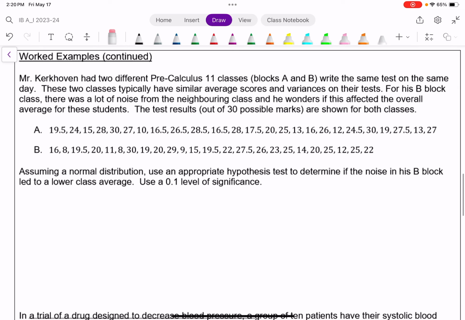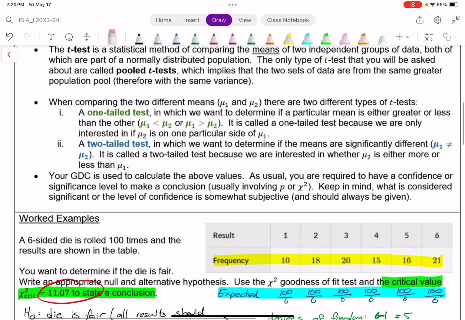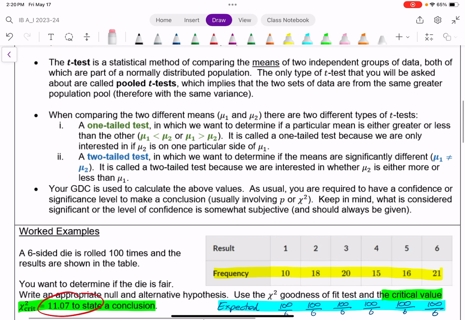All right, I now want to talk about a t-test. A t-test is a way of comparing the means of independent groups of data. And they have to be part of a normally distributed population. And so for a t-test to have any validity, we have to have 2 sets of data which are independent of one another and are normally distributed. And if we look at our means of the data, we can use a t-test to determine if the difference is a matter of chance or if it represents something else.